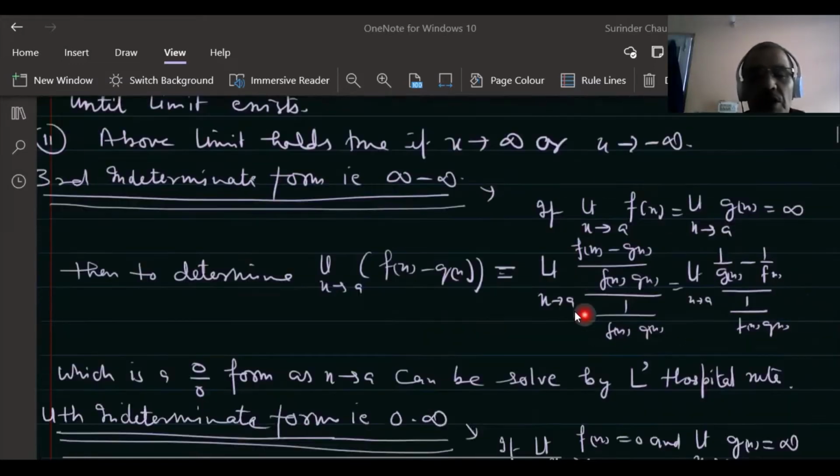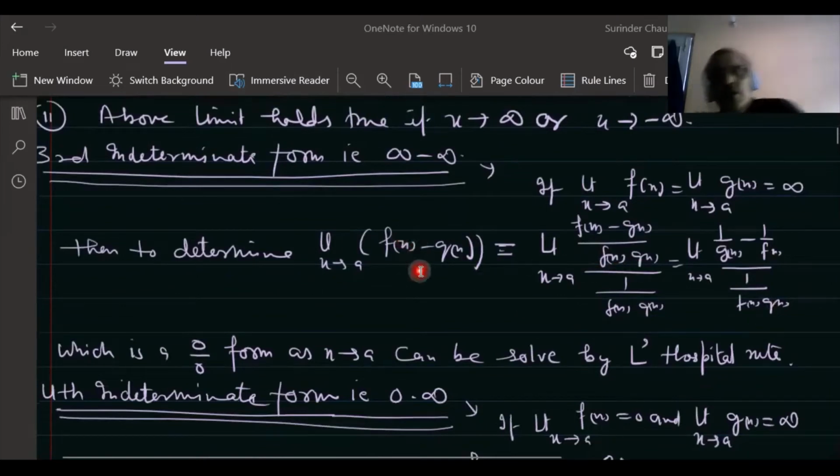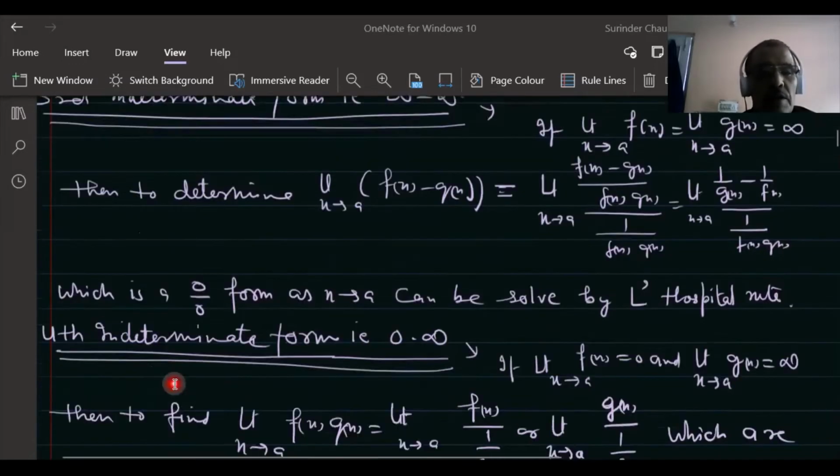It means if we change this difference of infinity minus infinity, it will be converted either into 0 by 0 form in the neighborhood of a, or into infinity upon infinity form. And if this is converted into either 0 by 0 form or infinity upon infinity form, which is indeterminate, then we can apply L'Hospital rule to evaluate the limit.